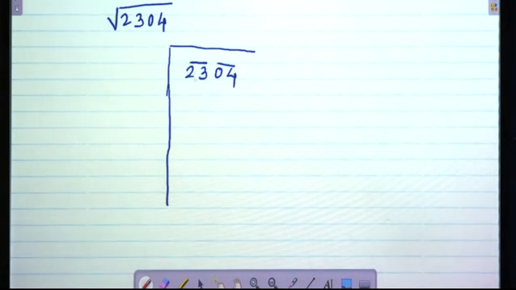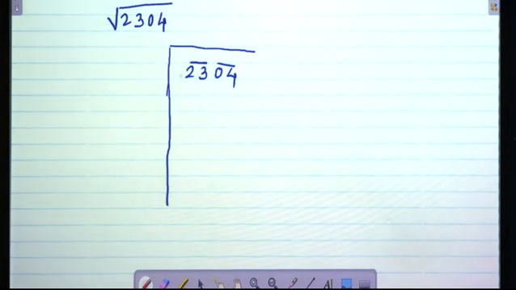First, 23. We first consider 23, the first group. Understand carefully, students: when making groups, we start from the units place, making groups of 2 digits from the right-hand side of the number. Ones and tens form one group, hundreds and thousands form one group. When doing the division, we start from the left-hand side. First we consider the first group, which is 23.